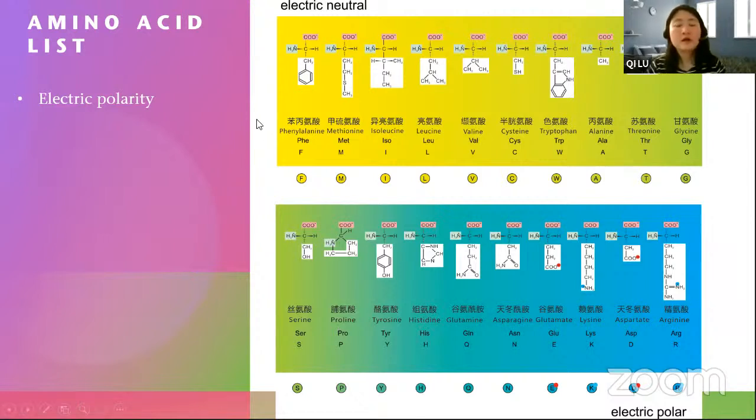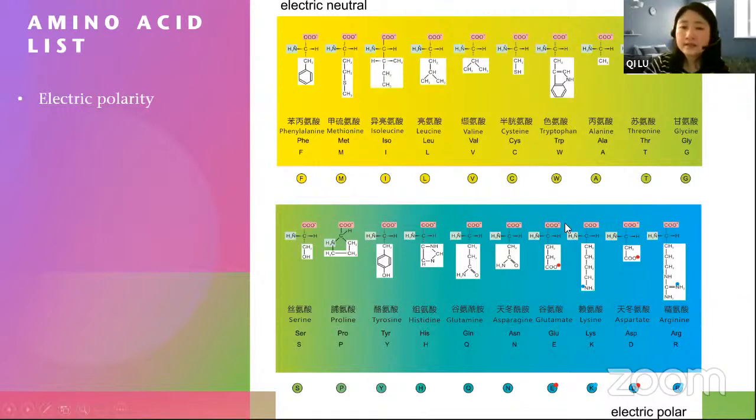For those that are electrically neutral, they are labeled with yellow, and the ones that have a negative or positive charge will be labeled with blue color. So here, this color does not mean that it's a negative charge or positive charge. It just means that it has a very strong electrical polarity, either very positive or very negative.